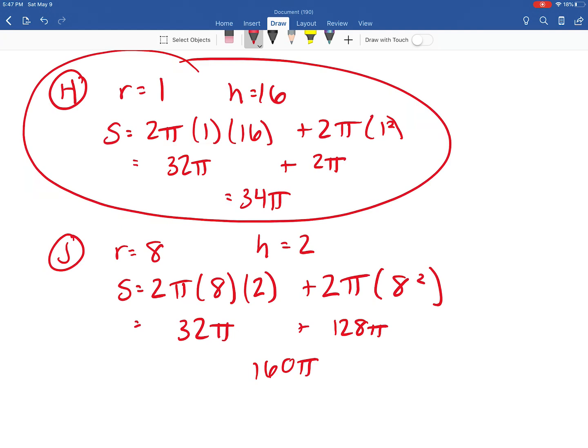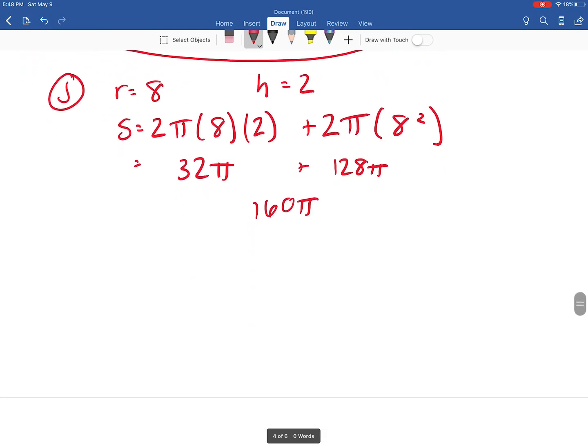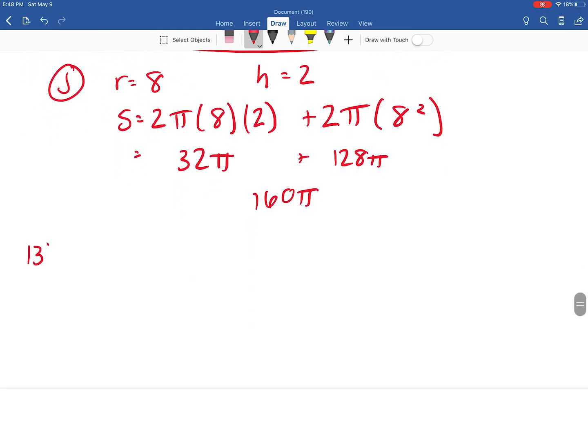So our smallest one is letter H. You don't even have to deal with the decimals. You can keep the pi there. It kind of tags along like a variable, and you're adding your like terms.